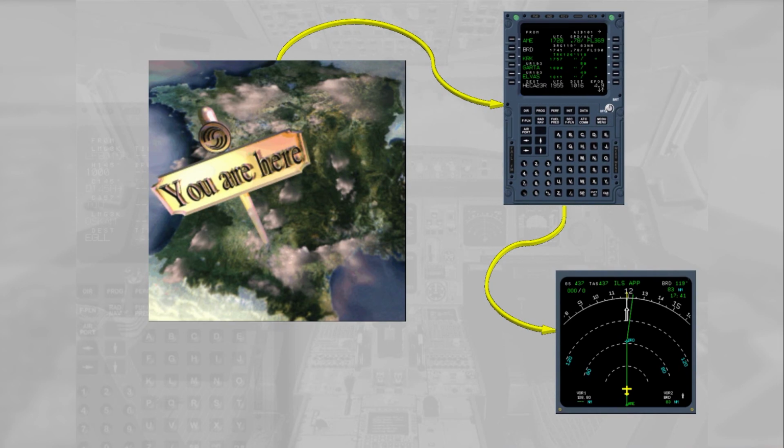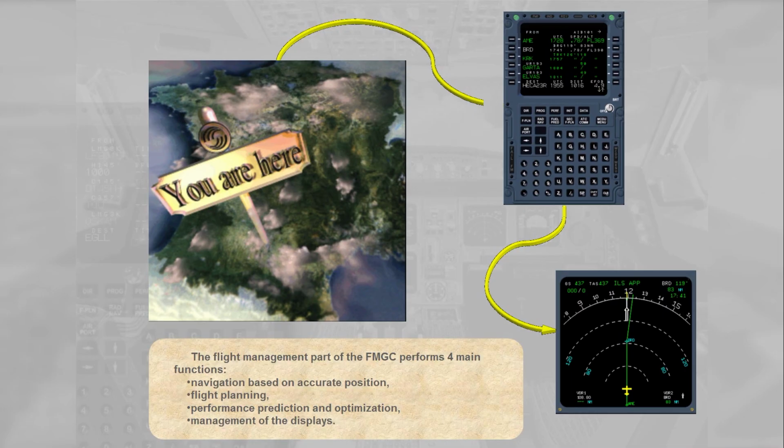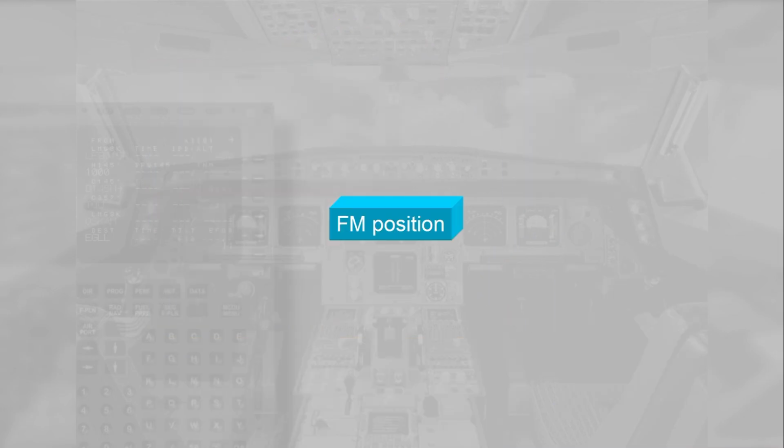The flight management part of the FMGC performs four main functions: navigation, based on accurate position; flight planning; performance prediction and optimization; management of the displays. Accurate position computation is one of the essential functions of the FM part of the FMGC.